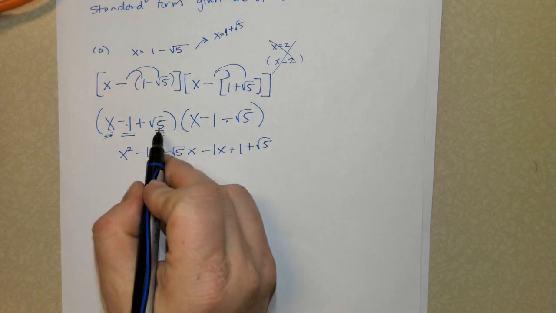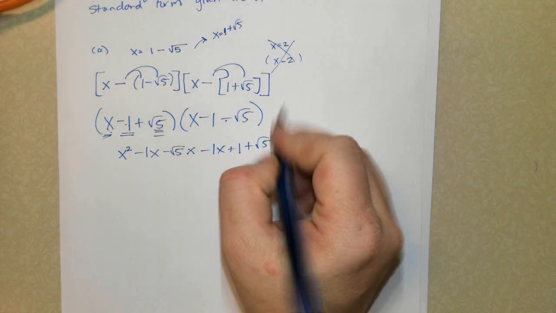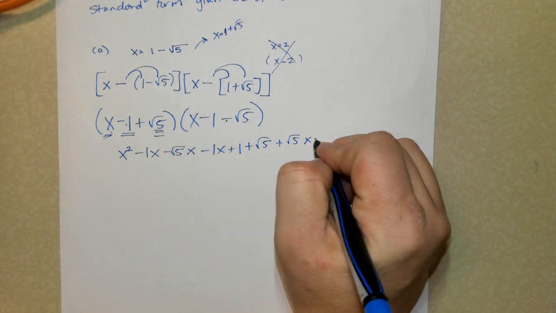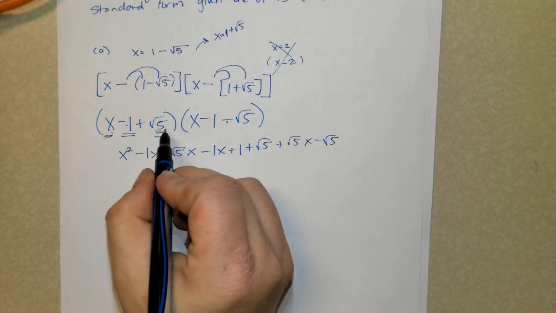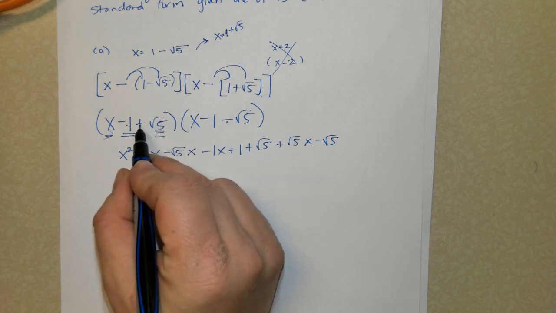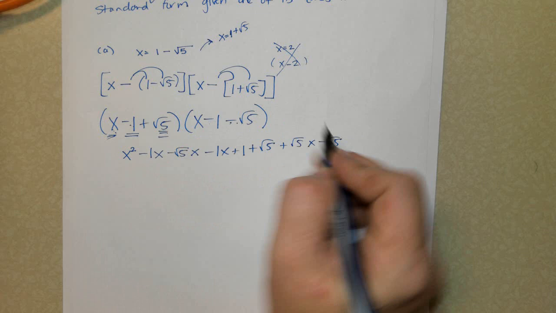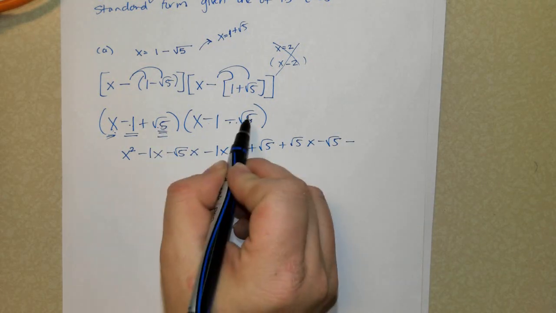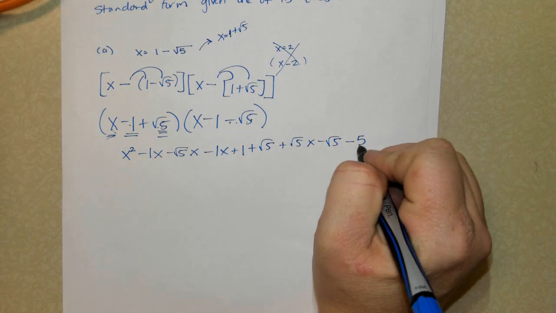Last, taking the radical 5 times all 3. Radical 5 times x is a positive radical 5x. Radical 5 times negative 1 is a negative radical 5. Okay, now sometimes it's more complicated. You may have forgotten this since 8th and 9th grade. Positive times a negative is a negative, and 5 times 5 is 25. The square root of 25 is 5.